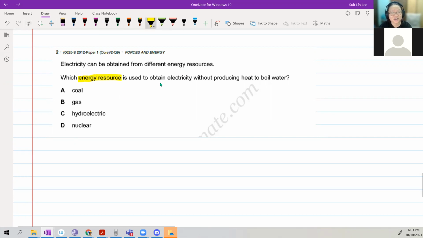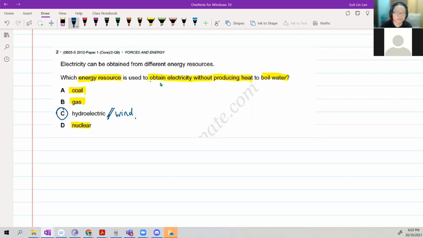Don't worry about it. So, energy resource: obtain electricity without producing heat to boil water. So I don't want any heat. Coal, I heat up the coal, boil water, the water rotates the turbine. Gas is also heating. Nuclear is very hot. You see the nuclear power plant? Okay, so the only one without producing heat to boil water is C. Hydroelectric, or another form is wind.